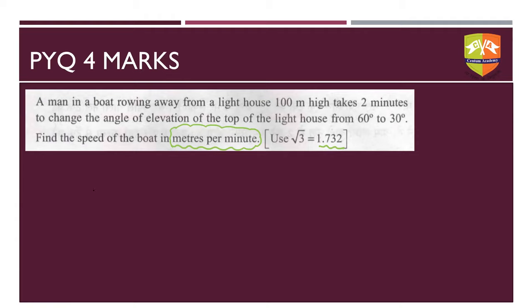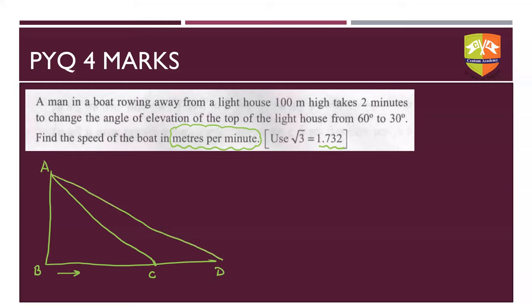Okay, my turn to solve. A man in a boat rowing away from a lighthouse, 100 meters high. Can you imagine what kind of height that is? It takes 2 minutes to change the angle of elevation of the top of the lighthouse. So it was here initially, and the boat is going in this direction. Don't go by small diagrams; use a proper scale and pencil while drawing it, especially in 5-mark questions. A, B, C, and now D. What has happened? It has moved from C to D. Correct? And h is given, 100 meters.